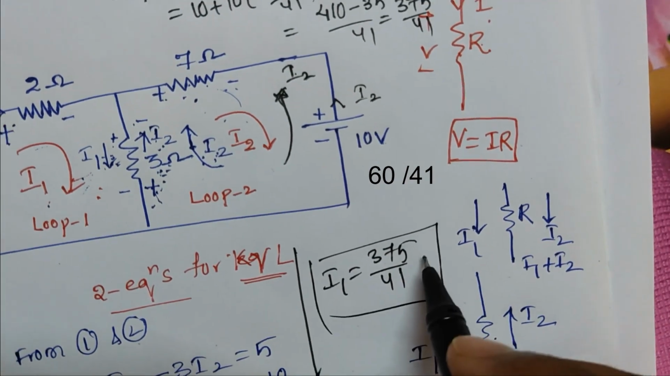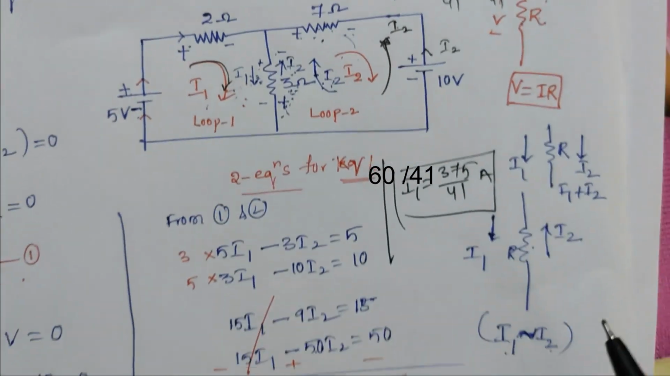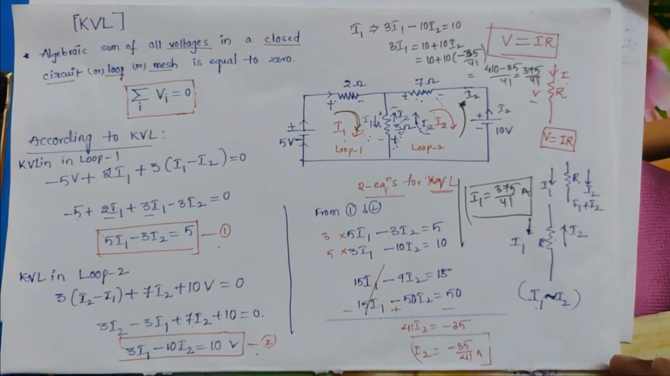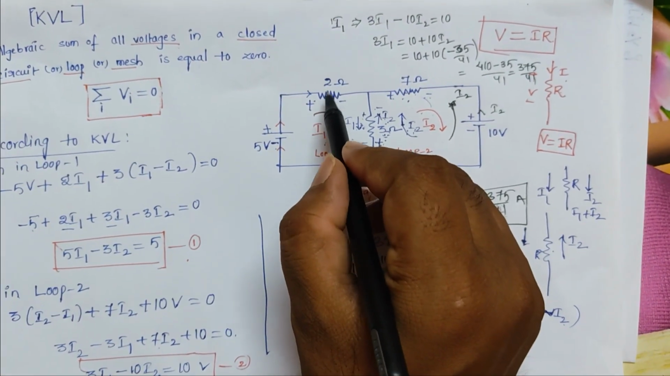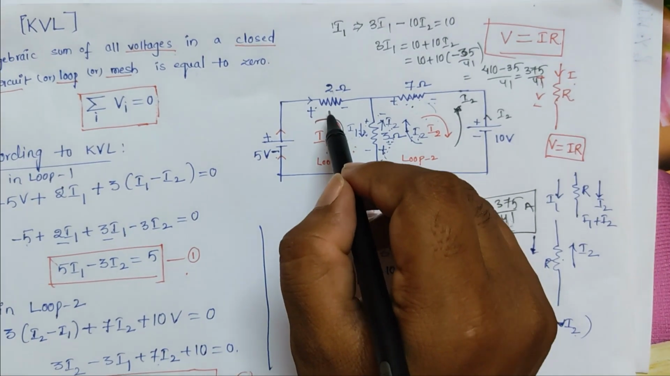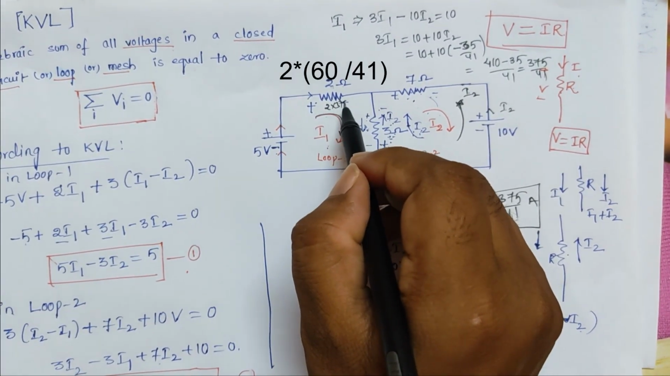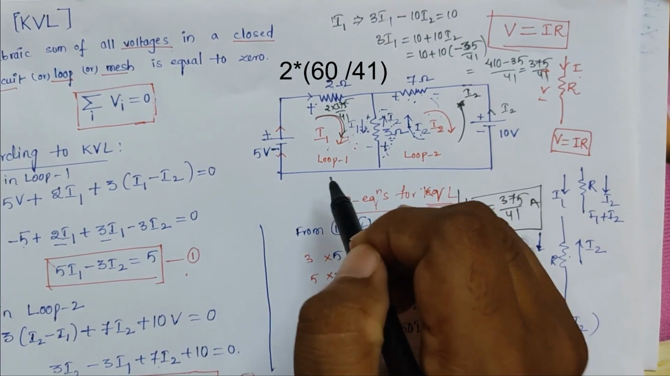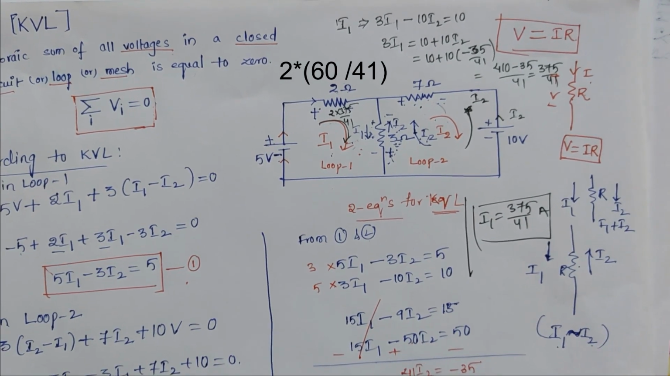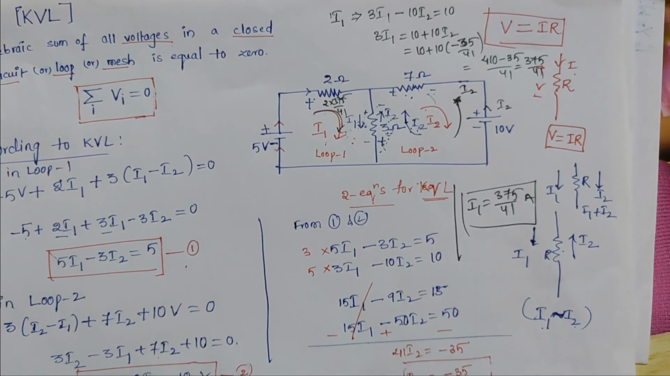This is a positive I1, so the direction we took is the same as the actual current. This is how we find currents in each loop, so that we can find the voltage across each element. The voltage across the 2 ohms resistor will be 2 into I1, that is 2 into 375 by 41. You can find the voltage across each element using your current values. This is how we write the voltage expressions using KVL.